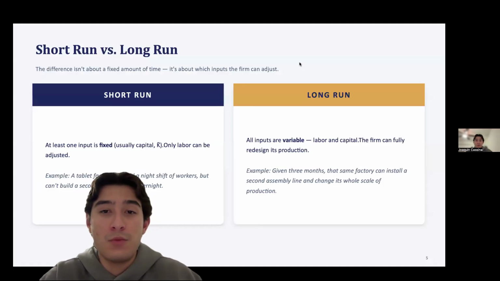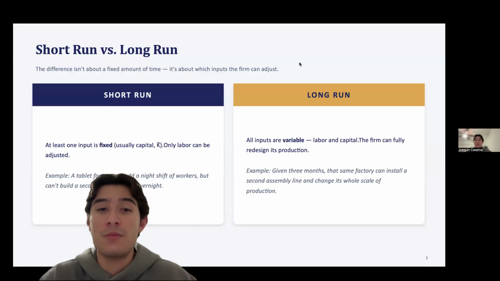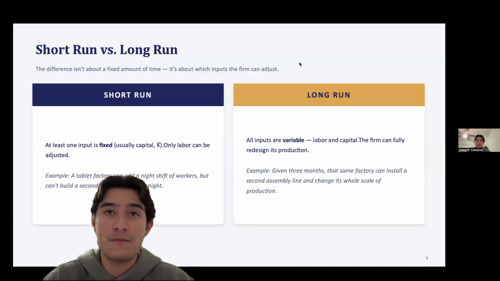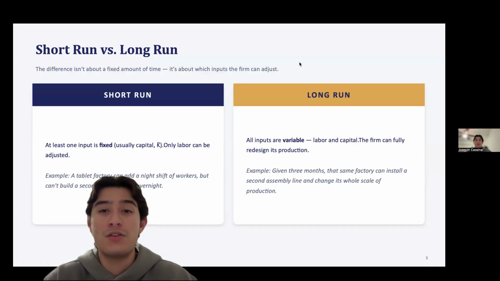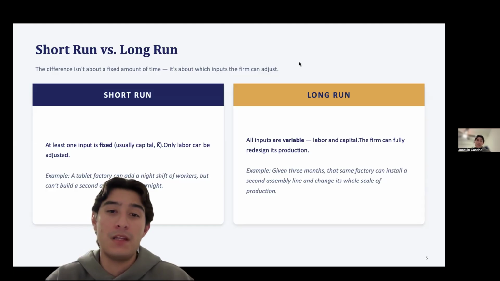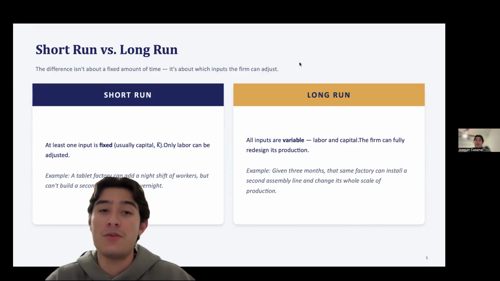Before we go any further, we need to separate the short run from the long run. And this isn't about a calendar, it's about which inputs the firm can actually change. In the short run, at least one input is fixed, which is usually capital, so the firm can only adjust labor. Think of a tablet factory. It can add a night shift, but it can't build a whole new assembly line overnight. In the long run, though, every input is variable. Given enough time, the same factory could build a second assembly line and completely change its scale of production.